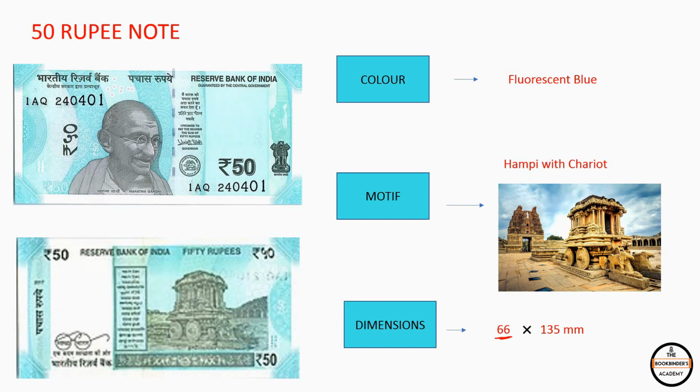So let's just repeat it so that we don't forget. The first 5 rupee note was 63 by 117 millimeters. The old 10 rupee note was 63 by 137 millimeters. The new 10 rupee note was 63 by 123 millimeters. And the old 20 rupee note was 63 by 147 millimeters. This is the new 50 rupee note. It is 66 by 135 millimeters.